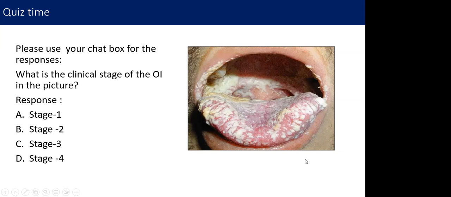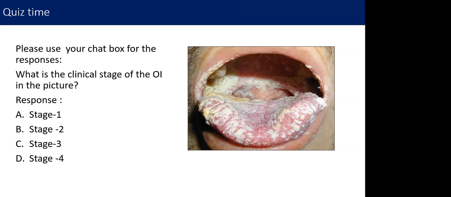And we all know that esophageal candidiasis is a stage 4 condition, and so we need to start antiretrovirals as soon as possible. And whenever you see a case of oral candidiasis, remember that you need to start cotrimoxazole on the same day, as this is a stage 3 condition.